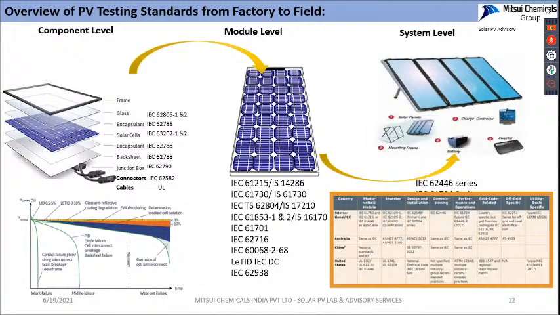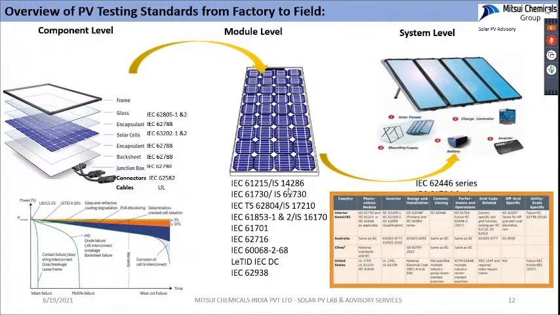So basically this slide shows the various standards related to component level, module level and system level. For each component, testing is a must, and for every component entering India, the testing is mandatory, made by MNRE and BIS jointly. So these are some of the standard numbers for glass, encapsulant, solar cells, back sheet, connectors, cables, and so on and so forth. And at module level, once the design is done, then design and safety qualification and reliability of the module.